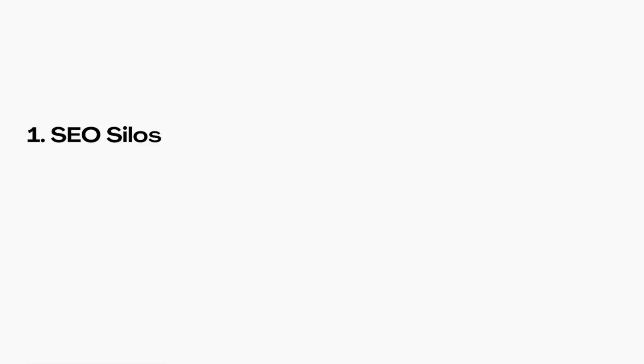Two of the most popular ways of structuring your website these days are SEO silos, which have been around for a while, and topical clusters, which have gained a lot of popularity recently. So which one is better for your use case and why, and could we potentially use them together? Let's dive in.